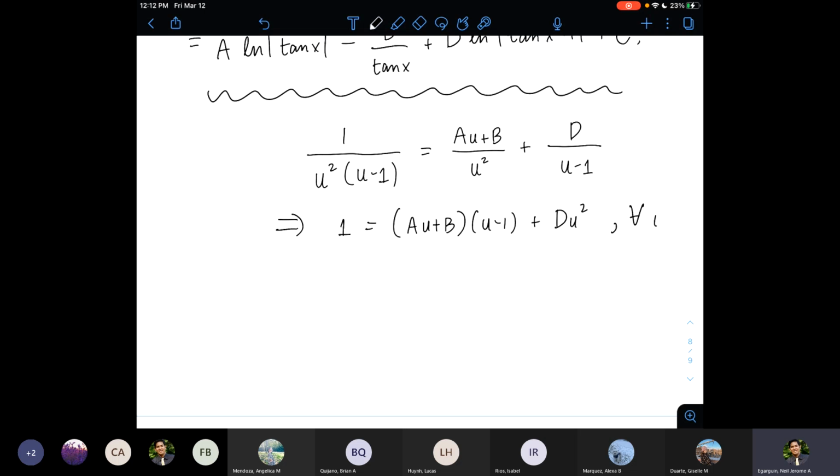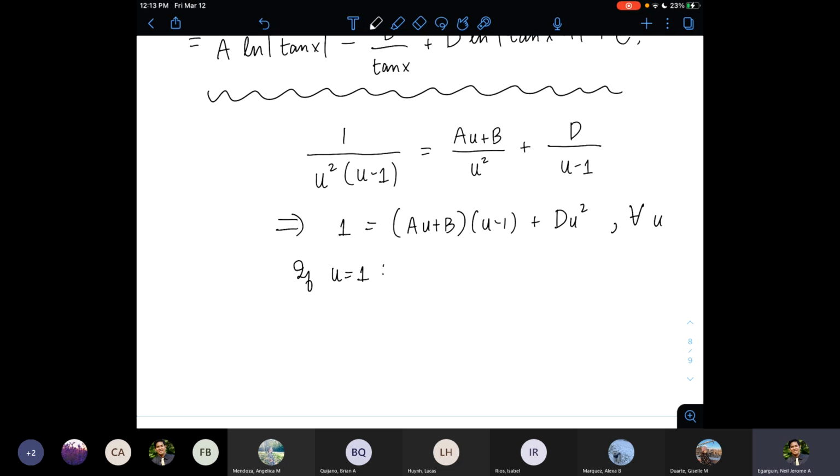And this should be true for all u's. All good? Since this is true for all u, then I can pick any value of u I want and plug that in. So for instance, I can choose u to be equal to 1.